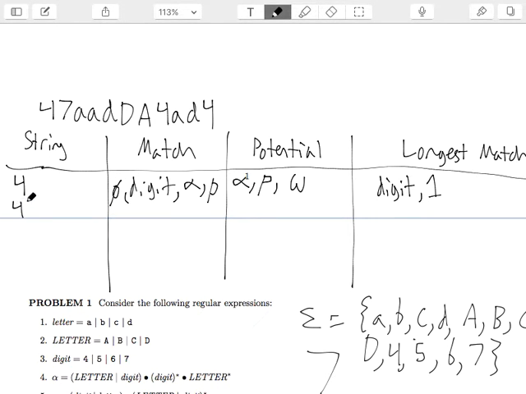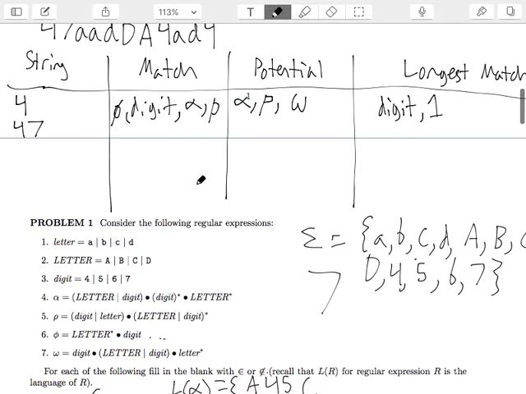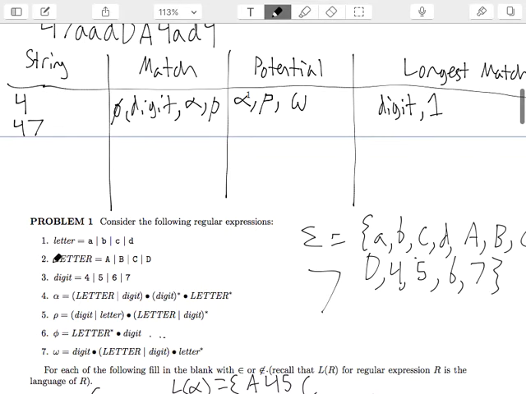All right. Then we'll look at the string 4-7. So which of these seven regular expressions do we compare against the string 4-7? The ones with the potential list. Just these three, right? So we look at alpha and we say, does alpha match 4-7? Yes. Does rho match 4-7? Yes. Does omega? Yes. And all those also have potential. Rho is a star, and omega has a letter after it.